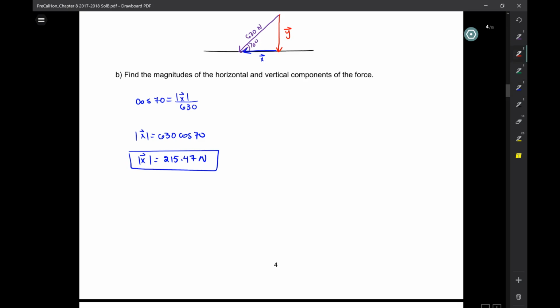All right, what about Y then? What do you think? Sine of 70 is Y over 630. So Y is equal to what? 630 sine of 70, 592, no decimals. Point zero, okay. If you want to be, okay. So here we go. Now, take a look.